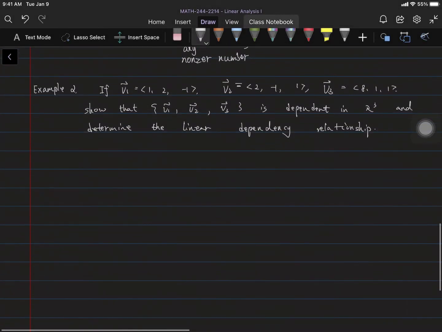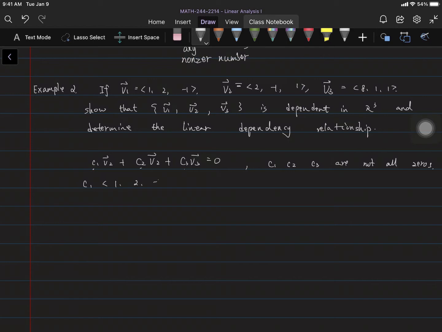And we want to determine the linear dependency relationship. Let's take a look at how to do this example. Firstly, we want to show they are dependent, so we use the definition: C1V1 plus C2V2 plus C3V3 equals 0, and show C1, C2, C3 are not all zeros. So we plug in V1: C1 times 1, 2, negative 1, plus C2 times 2, negative 1, 1, plus C3 V3. This is just the linear combination by definition, and it should equal the 0 vector, that means 0, 0, 0.